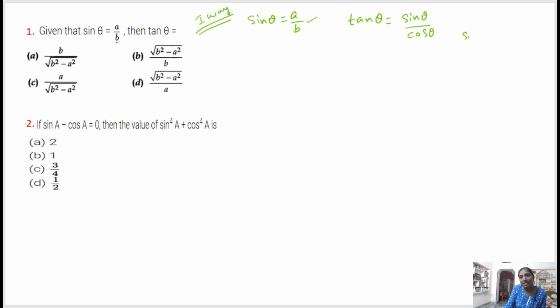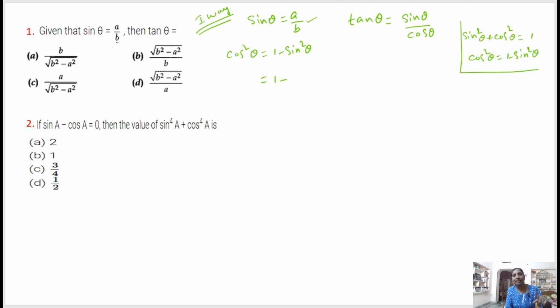Sin square theta plus cos square theta is equal to 1. So cos square theta can be written as 1 minus sin square theta, isn't it? So here cos square theta is equal to 1 minus sin square theta. Sin square theta means sin theta whole square, which means a by b whole square. Now 1 minus a square by b square. Now take LCM: b square minus a square by b square.